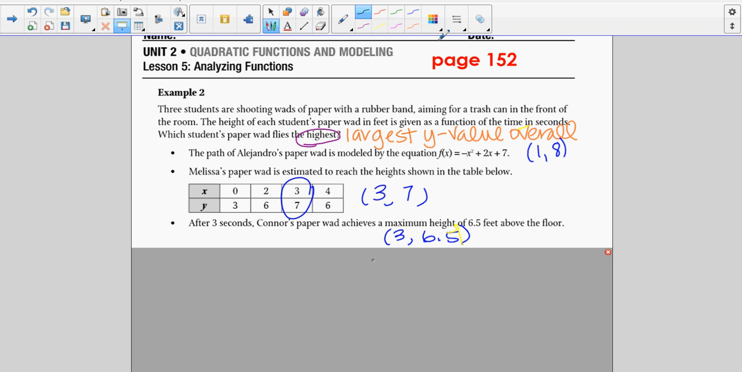So if we look, the question's asking whose paper flew the highest. Well, Alejandro's went 8 feet in the air, Melissa's went 7 feet, and Connor's went 6.5 feet. So our answer would be Alejandro.